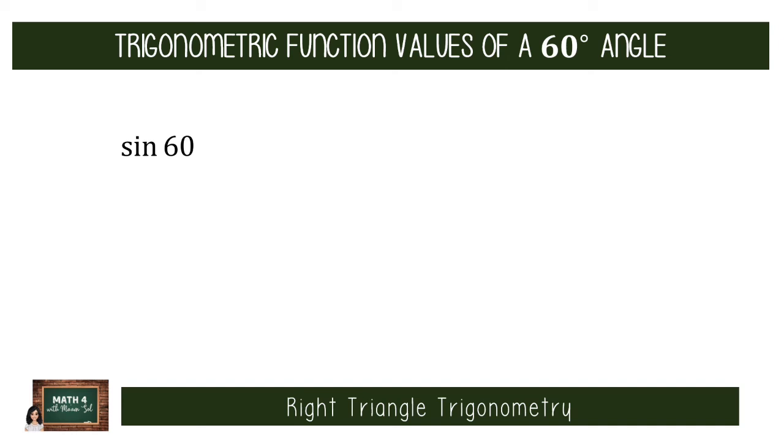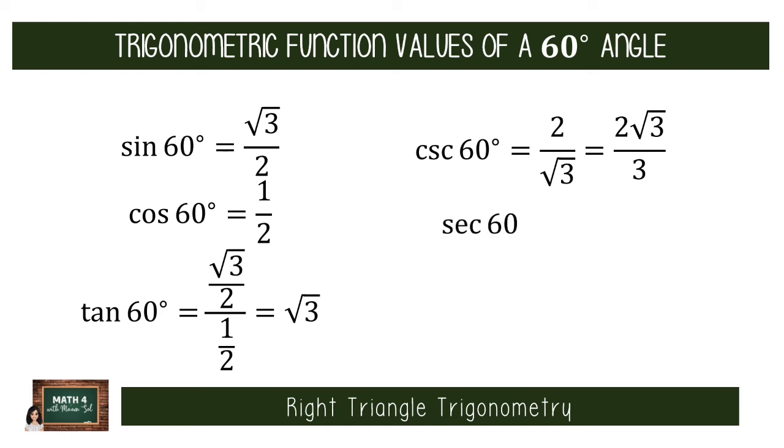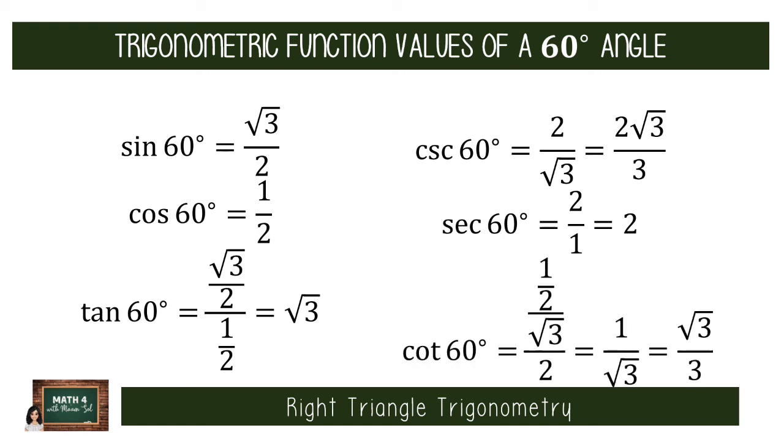Since the values of x and y changed, there are changes in the trigonometric function values too. First, sine of 60 degrees will now be the square root of 3 over 2. Cosine of 60 degrees will be 1/2. Tangent of 60 degrees will be the square root of 3 over 2 all over 1/2, or simply square root of 3. Cosecant of 60 degrees will be 2 over square root of 3, or 2 square root of 3 all over 3. Secant 60 degrees will be 2 over 1, or 2. And cotangent of 60 degrees will be 1/2 all over the square root of 3 over 2, or 1 over square root of 3, or rationalized, it will be the square root of 3 all over 3.